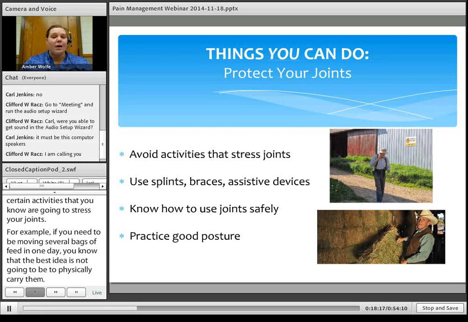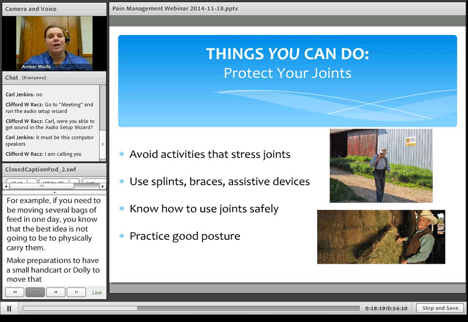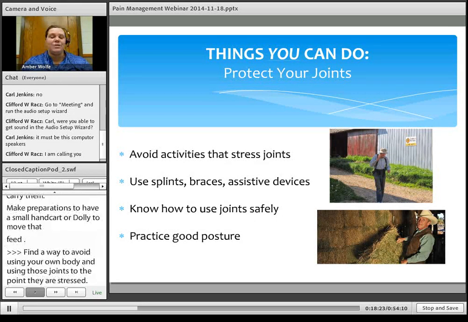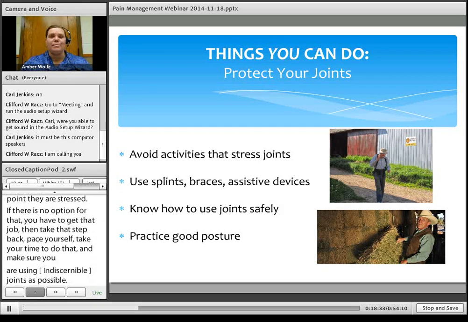If there's no option for that and you have to get through that job, then again, take that step back, pace yourself, take your time to do that, and make sure you're using the largest joints possible. Anytime you're carrying or hauling something, try to keep it as close to your body in those larger joints. It will help prevent the stress on the smaller joints at the ends of your arms and your ankles.